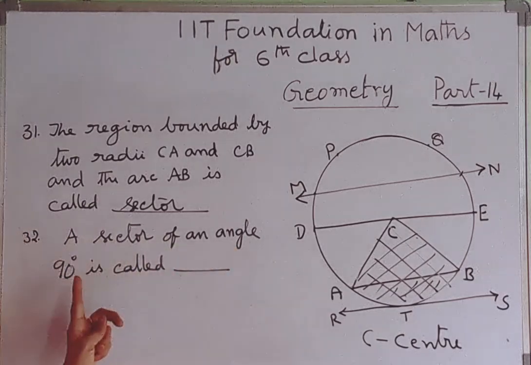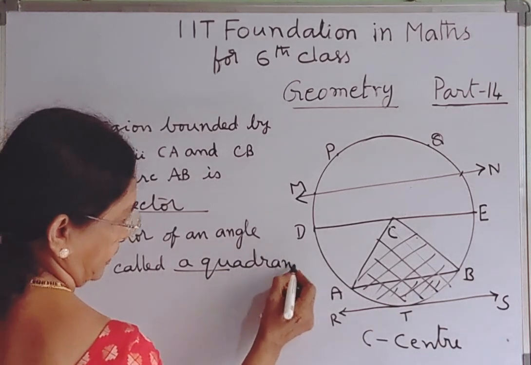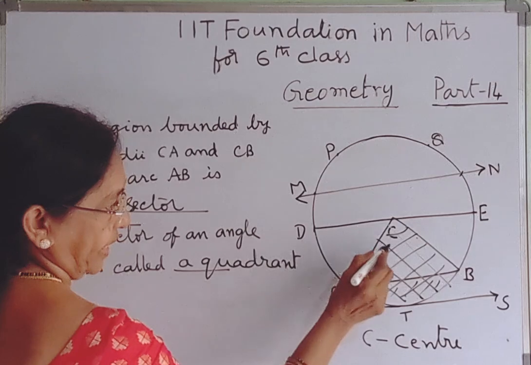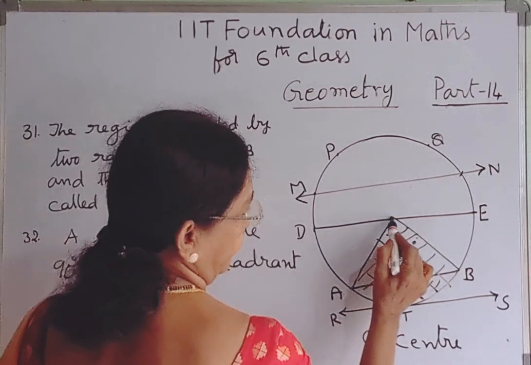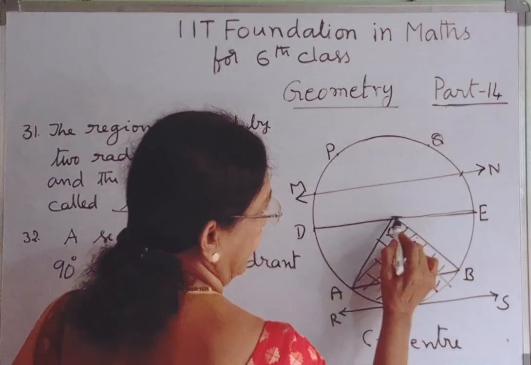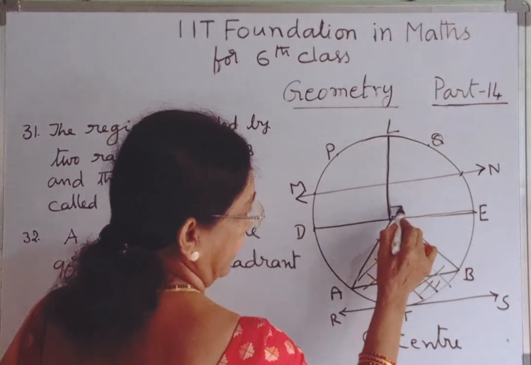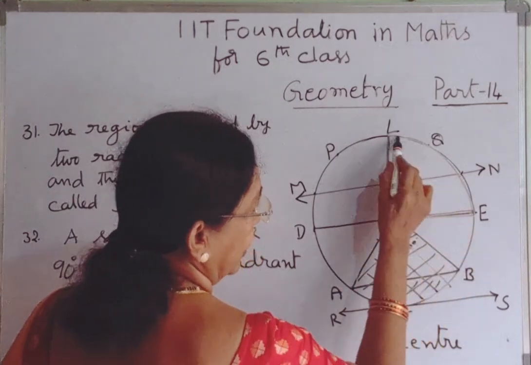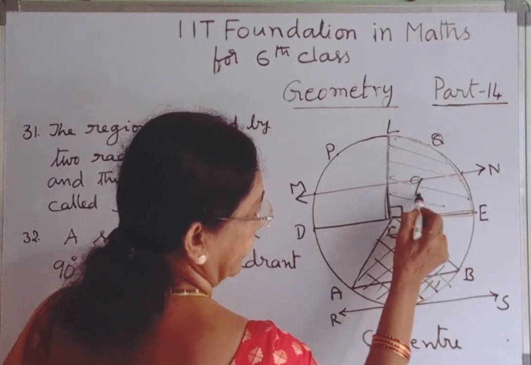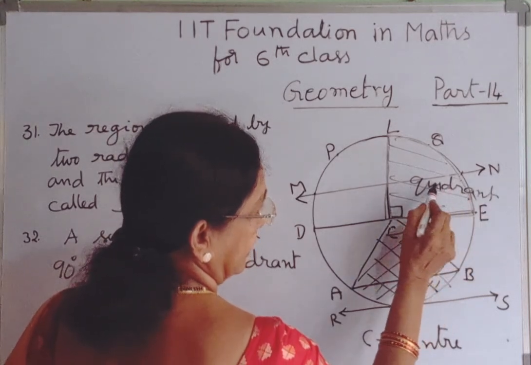A sector of an angle 90 degrees is called a quadrant. If this angle, this is a sector angle, if this is 90 degrees, this sector is called a quadrant. Suppose if we take this radius CA and some CL, this angle is 90 degrees, this is an arc. So this sector is called a quadrant. This is a quadrant.